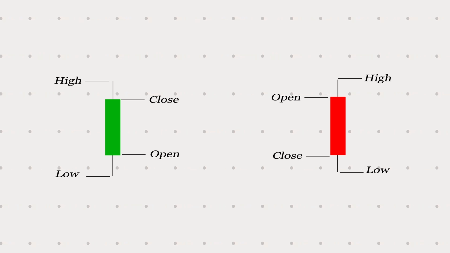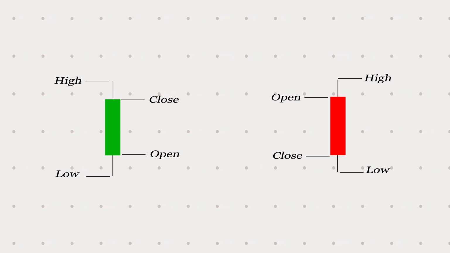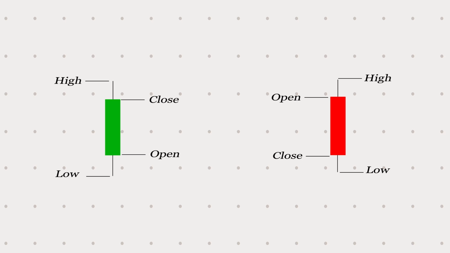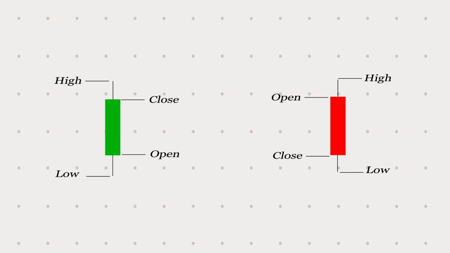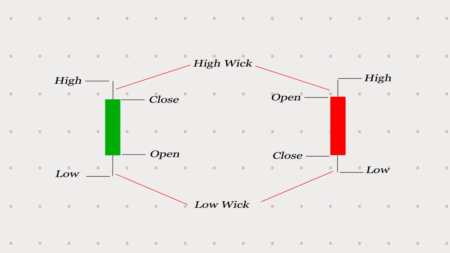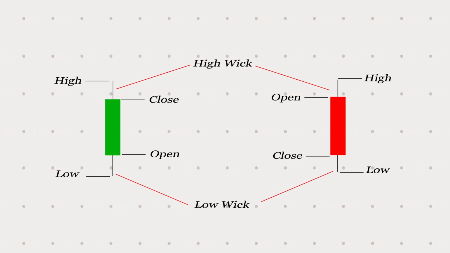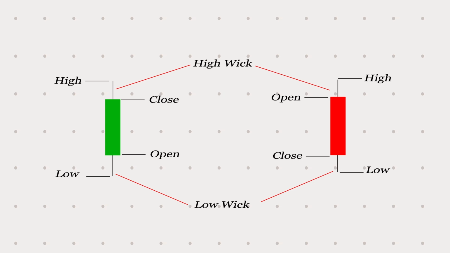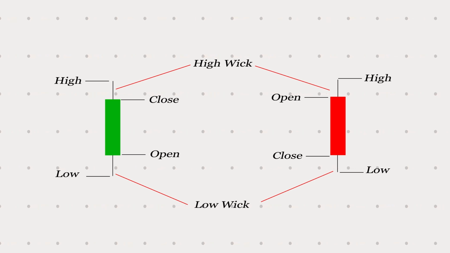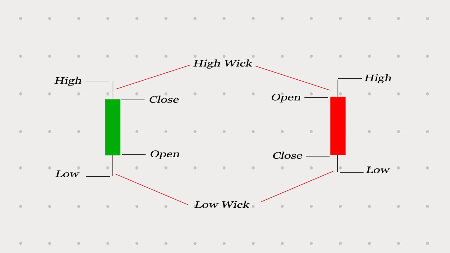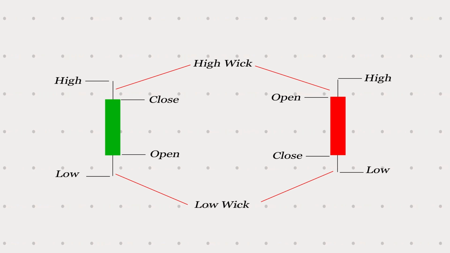If the close is higher than the open, you get a green candle. If the close is lower than the open, you get a red candle. The thin lines above and below the candle are called wicks or shadows. These represent the price extremes during the period. The upper wick shows how high the price went. The lower wick shows how low it dropped. Sometimes you'll see candles with no wicks. This means the price only moved between the open and close with no extremes.